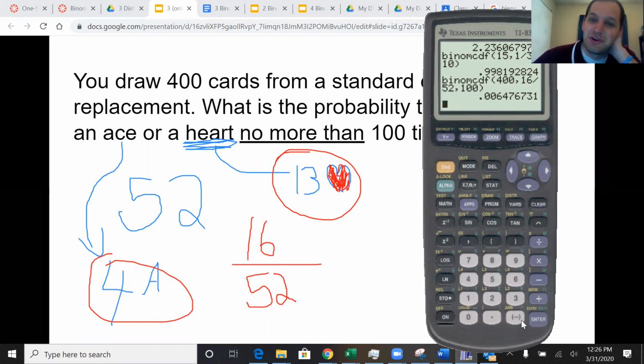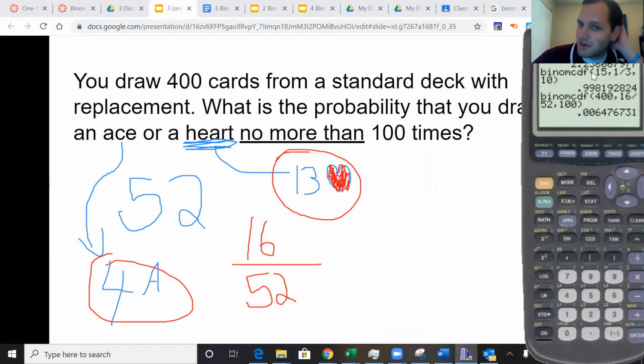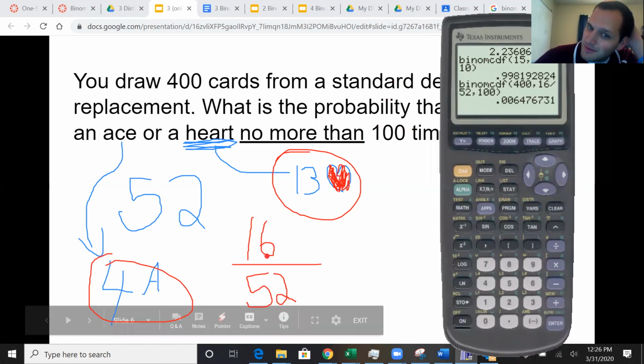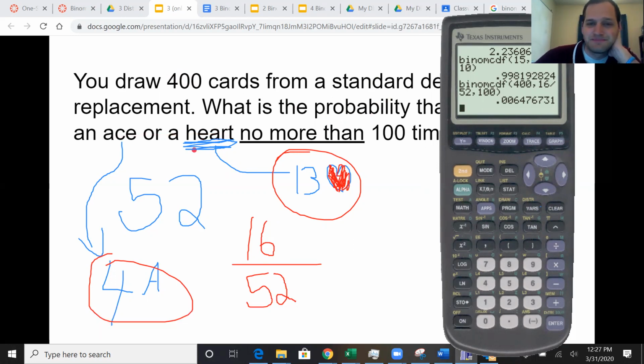0.6%. So Harper Smith was actually wrong. It's not a very high number. Okay. If we draw 400 cards, what's the probability that 100 or less will be aces or hearts? It's not a very high probability.